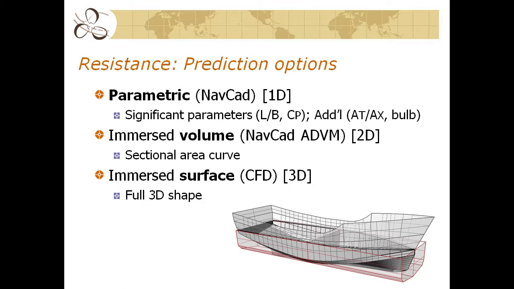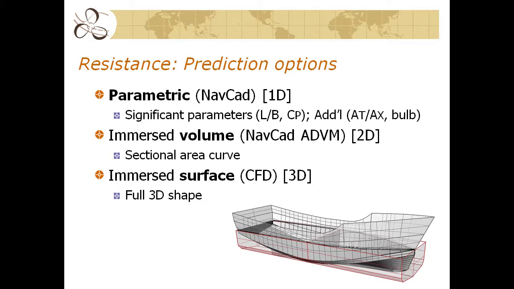Length is a single dimension. Beam, draft, volume, and the corresponding coefficients of that, like length over beam ratio, prismatic coefficient, characteristics of bulb or transom immersion. These are individual one-dimensional parameters that we use to describe a ship. Now, I can get more refined about the hole in the water by looking at the sectional area curve.